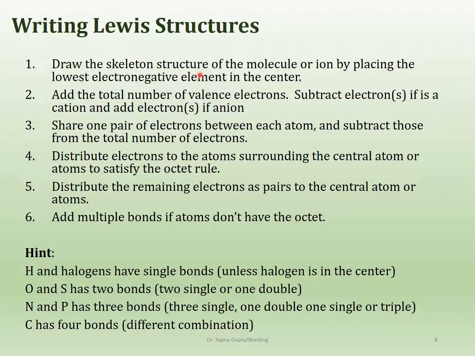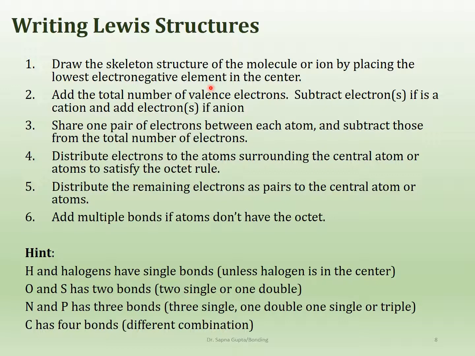So anyway, draw the skeletal structure of the molecule by placing the lowest electronegative element in the center. The lowest electronegative element is of course coming from the periodic table. You can look at the periodic table for this. It is also the one that is on the left hand side. So remember, this is not for metals and non-metals. This is only for non-metals. That's where the sharing is going on.